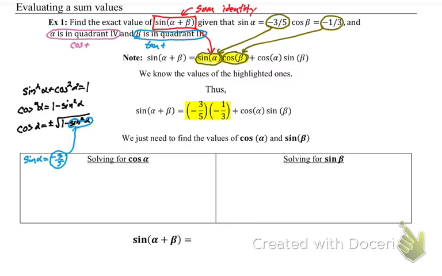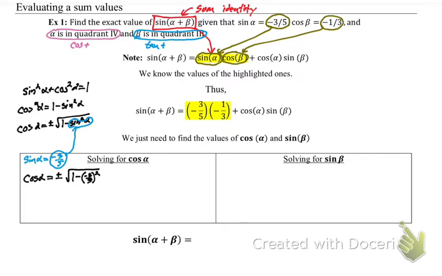So we're going to have cosine alpha. Don't write too big, we've got a lot of stuff to plug in this box. Equals plus or minus the square root of 1 minus a negative 3 over 5 squared. Notice how I'm replacing it using parentheses, because this negative is actually going to get squared, which will make it positive.